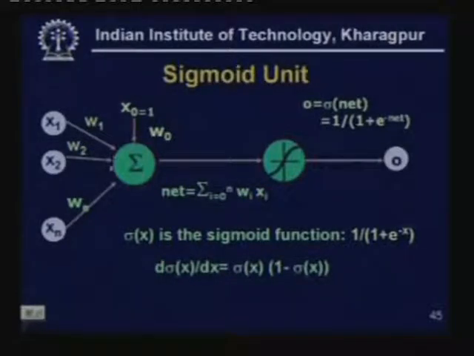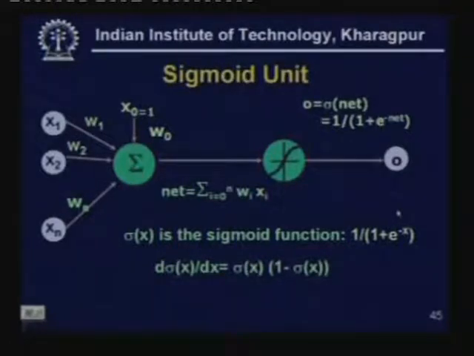This is also represented here as follows. We have this summation unit, which is similar to what we have in linear threshold units, and then we apply the sigmoid function. So, the output is sigma of net, the net is sigma w_i x_i, and therefore the output is 1 by 1 plus e to the power minus sigma w_i x_i.